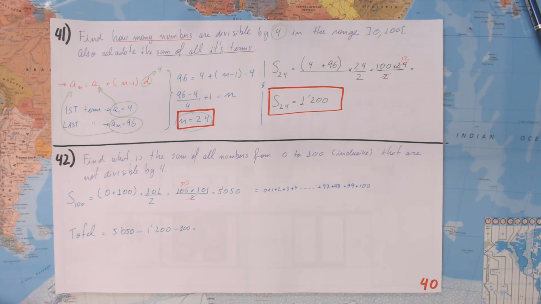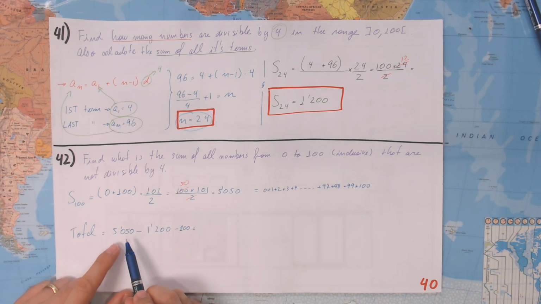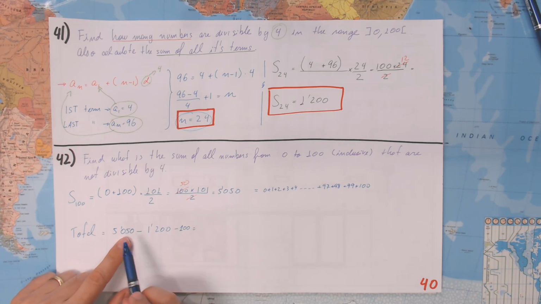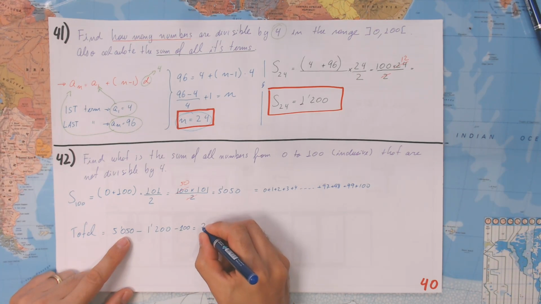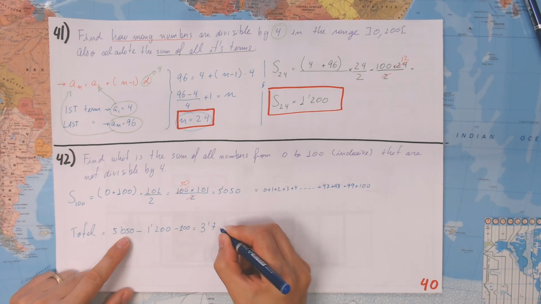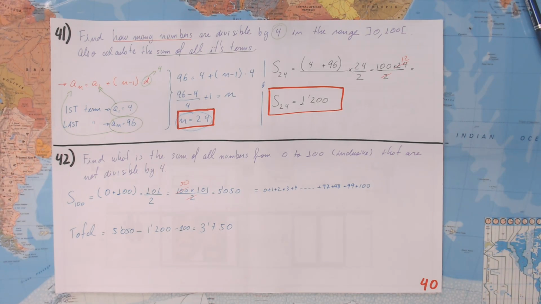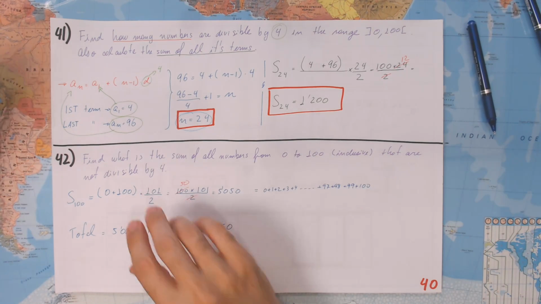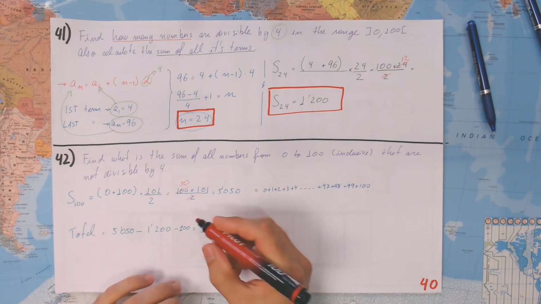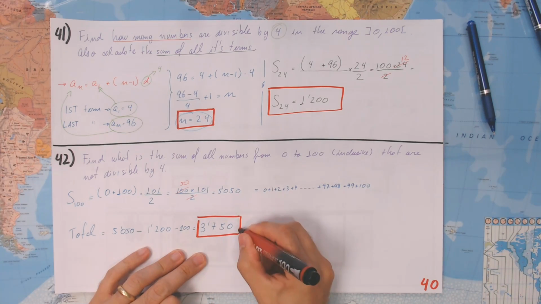So let's do the math. 5050, ignore the 50, then I put it back. 5000 minus 1200 is going to be 3800. 3850 minus 100 is 3750. So this is the answer. Let's just put it in here. So this is the total.